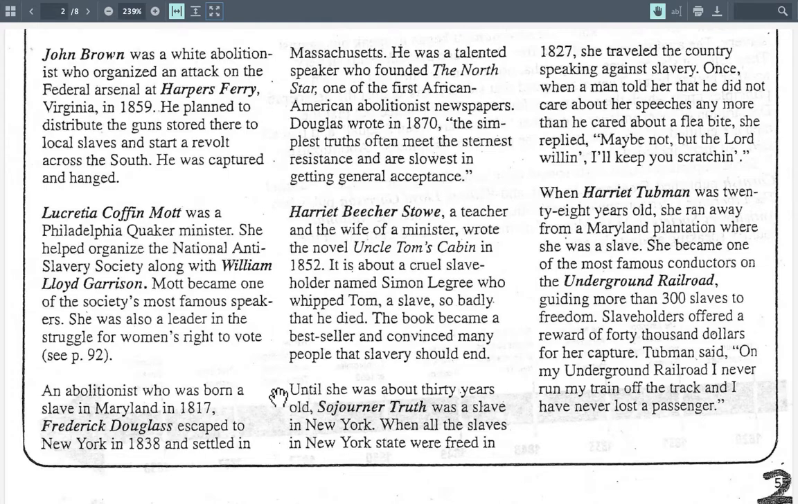Until she was about 30 years old, Sojourner Truth was a slave in New York. When all the slaves in New York State were freed in 1827, she traveled the country speaking against slavery. Once, when a man told her that he did not care about her speeches any more than he cared about a flea bite, she replied, "Maybe not, but the Lord willing, I'll keep you scratching."